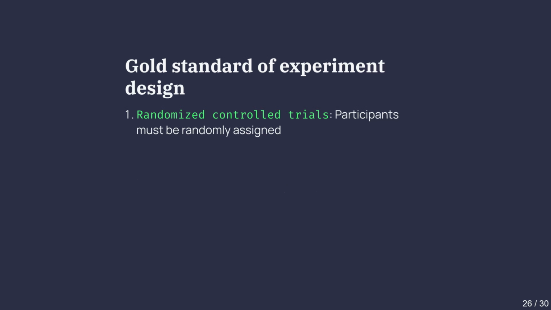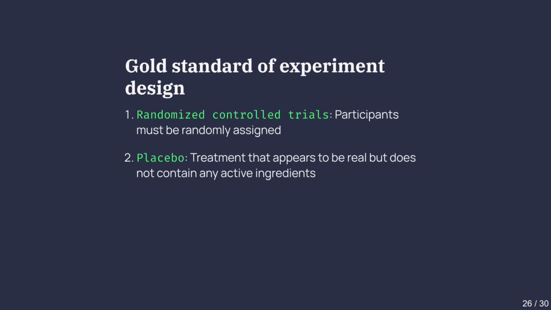To reduce bias, researchers aim for a randomized controlled trial or RCT, where participants are assigned to groups purely by chance and not by choice or characteristics. Sometimes a placebo is used. It looks like the real treatment but has no effect. This way, participants' expectations don't influence the outcome.